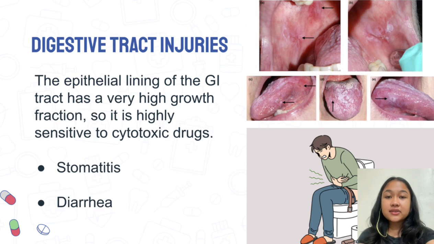Next are digestive tract injuries. Since the growth fraction of the epithelial lining in the GI tract is high, it is sensitive to cytotoxic drugs. So stomatitis and diarrhea are common. Stomatitis refers to mild sores or ulcers, as seen in the picture above. Diarrhea can be caused by anti-cancer drugs injuring the epithelial lining of the intestine and impairing absorption of fluids and other nutrients. If injury to the GI tract is severe, it can lead to severe diseases.